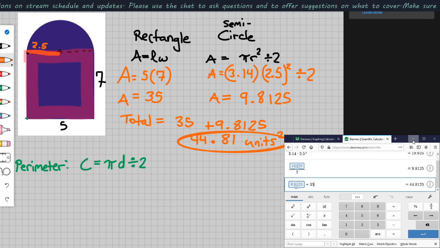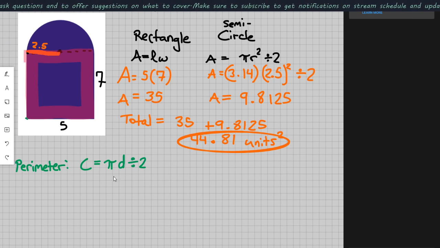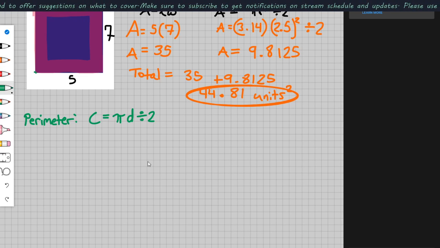Okay, so then I asked you to do perimeter, and I said that we're going to deal with the circumference this time. So that's our perimeter of the circle. So let's find the circumference first. So I'm going to move down just a little bit, just so you can see this a little bit better. Green. Okay. Perimeter of this semicircle was pi d divided by 2.